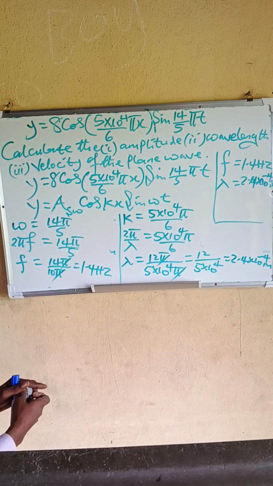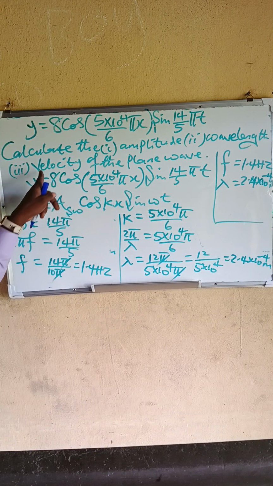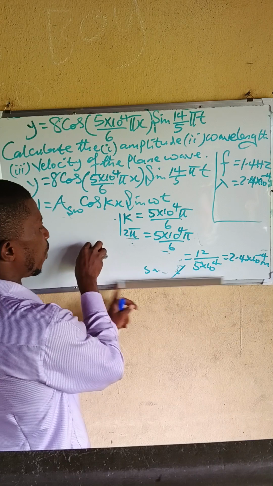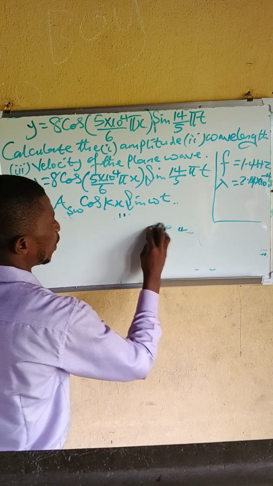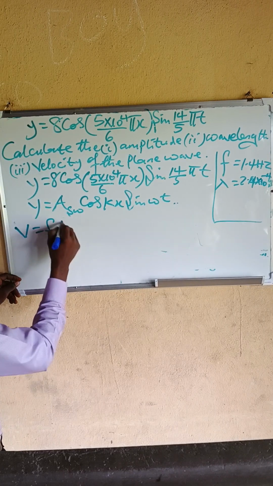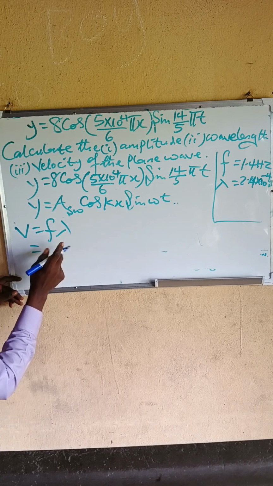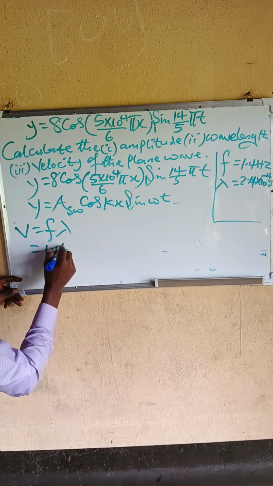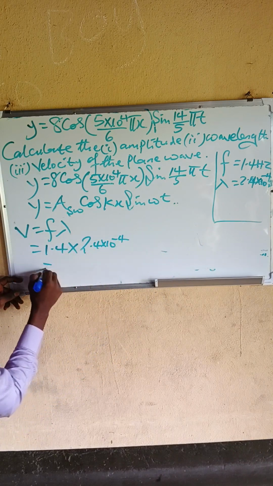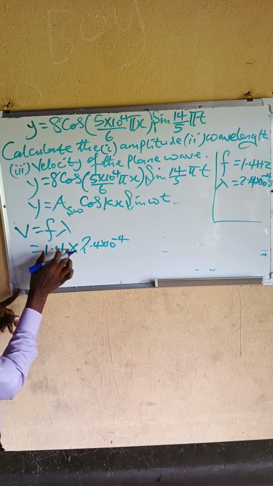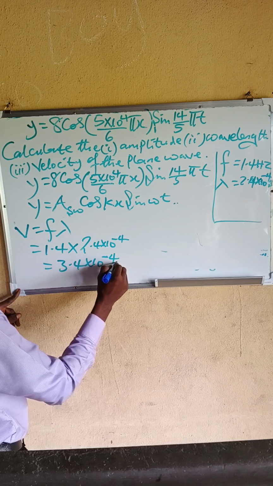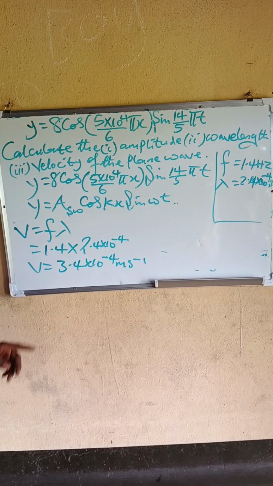That's my frequency, but the question said we should find the velocity of the wave. How do we calculate the velocity of the wave? The velocity of the wave, v, is going to be frequency times the wavelength. Our frequency is 1.4, and our wavelength is 2.4 × 10^-4. So when we multiply this by that, we are going to have 3.4 × 10^-4 meters per second. So this is our final answer.